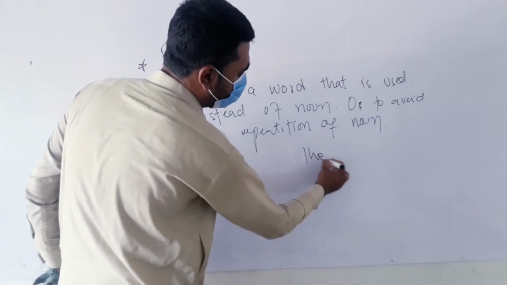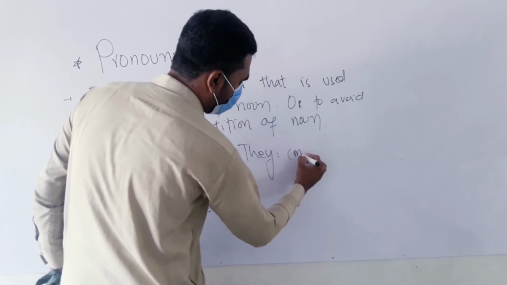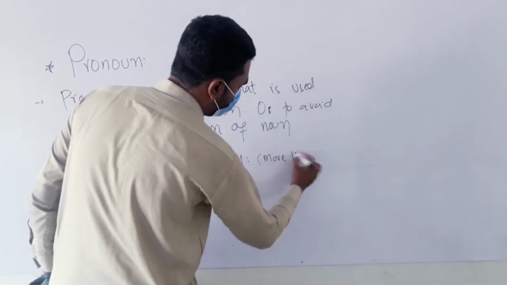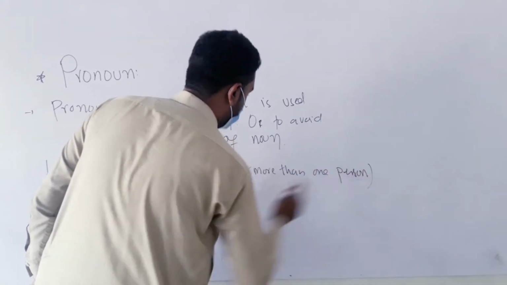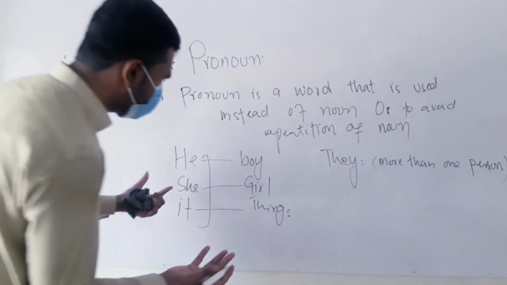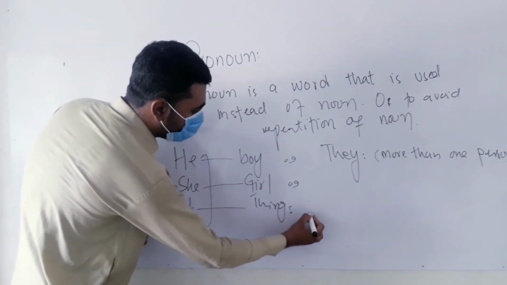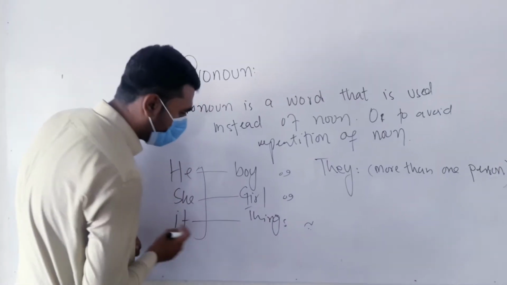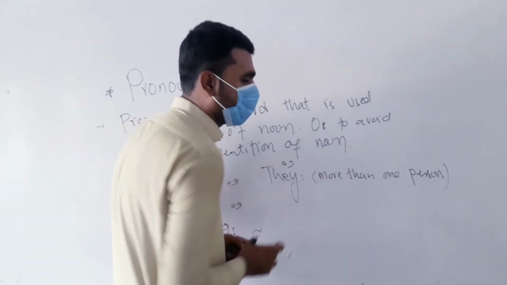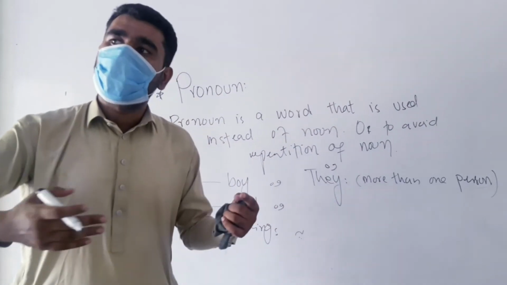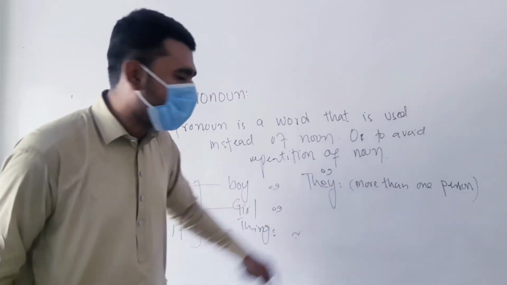Then we have they. They is used for more than one person. In Urdu I would simply say it means wo. It also means wo, and for things we say ye. Got it? It also means wo, but actually we use it for more than one person. When we have many people, if they are two, if they are three, if they are four, in that case I'll be using they.